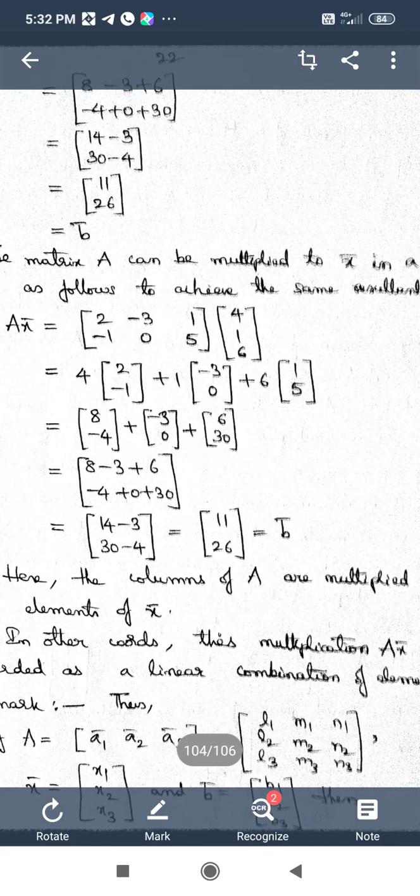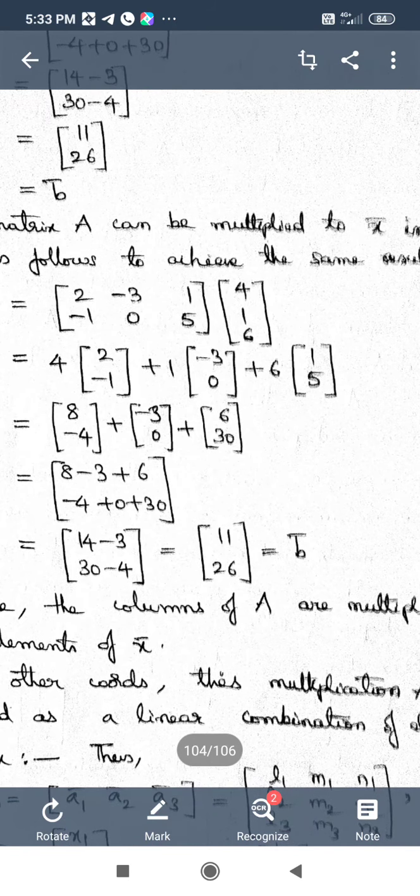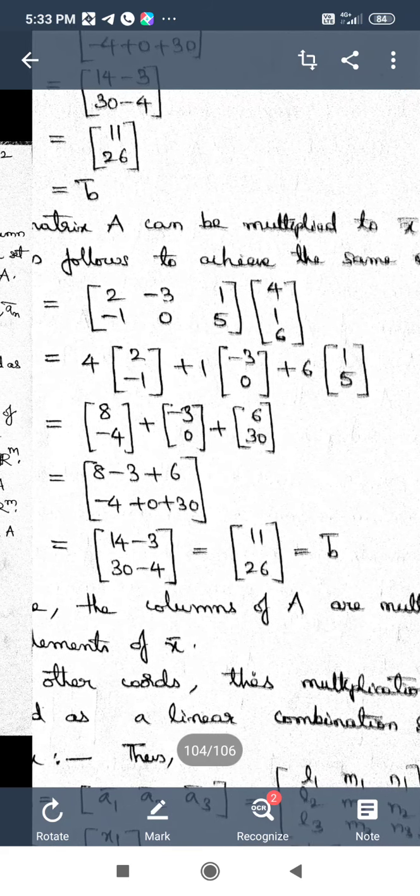Ax bar is equal to 2 minus 3 1, minus 1 0 5 times 4 1 6. These are the two matrices we have. Now instead of just multiplying the rows with the columns and adding the elements, we shall do it in a different way like this. In the second matrix, the first entry is 4, and let us write the 4 as the scalar multiple of the column vector 2 minus 1, which is the first column in the matrix A.